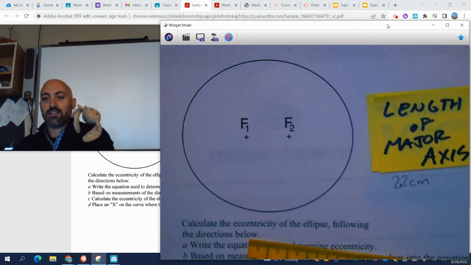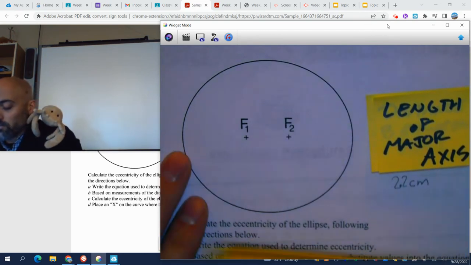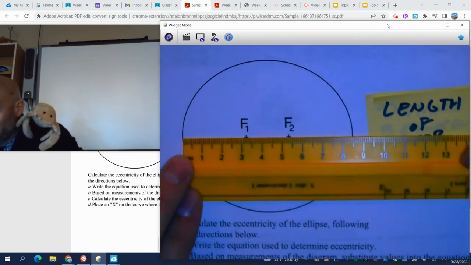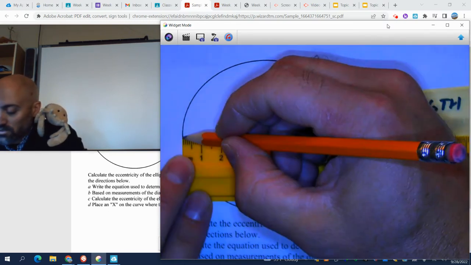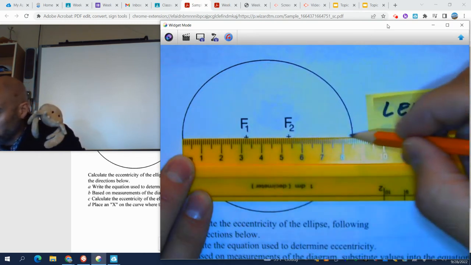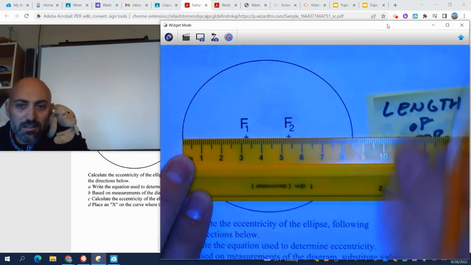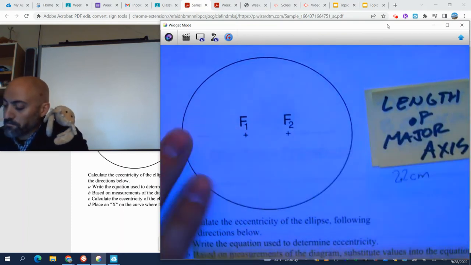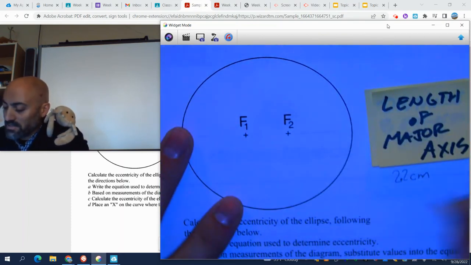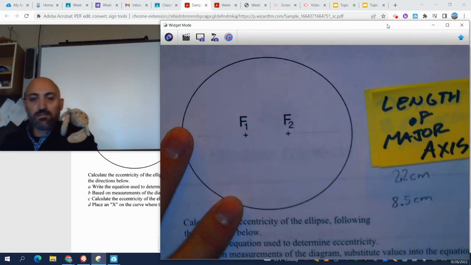Yuri says length of major axis. You go right through. So this is how long your ellipse, your oval, your not circle is. You go from one edge all the way through right to about there. Get the glare. Ooh, looks like it's right on 8.5. So length of major axis is 8.5 centimeters.